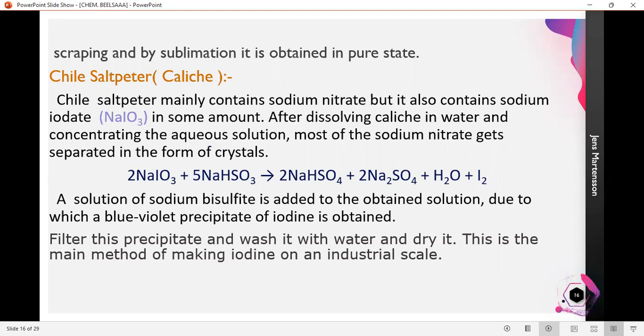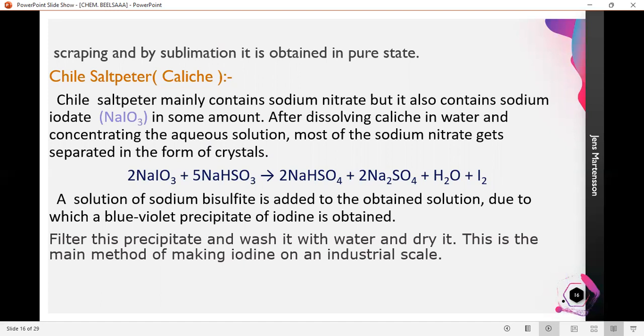Chile saltpeter. Chile saltpeter mainly contains sodium nitrate, but it also contains sodium iodate in some amount. After dissolving it in water and concentrating the aqueous solution, most of the sodium nitrate gets separated in the form of crystals. Here is a reaction. 2NaIO3 plus 5NaHSO3 gives 3NaHSO4 plus 2Na2SO4 plus H2O plus I2.